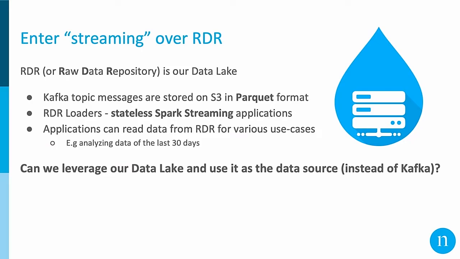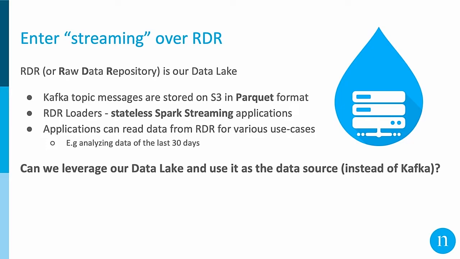So after some homework we've done, we introduced a new and unique solution of streaming over our RDR. You probably ask yourself, okay, what is RDR? So RDR, or raw data repository, is basically our data lake. The way it works is the following. We have events flowing into the relevant Kafka topics, and from there, we have lightweight stateless Spark streaming applications called RDR loaders, which basically read the data and store it in our data lake in a Parquet format.